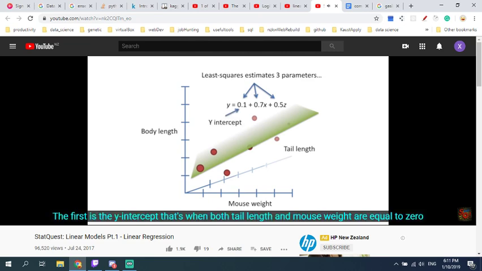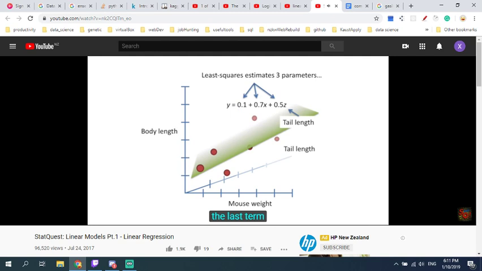The first is the y-intercept. That's when both tail length and mouse weight are equal to 0. The second parameter, 0.7, is for the mouse weight. The last term, 0.5, is for the tail length.